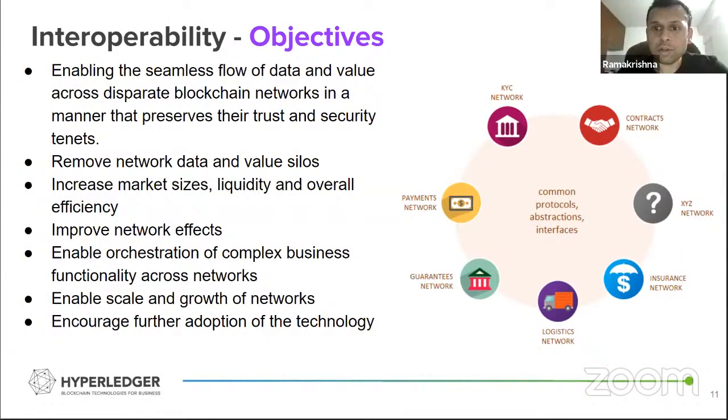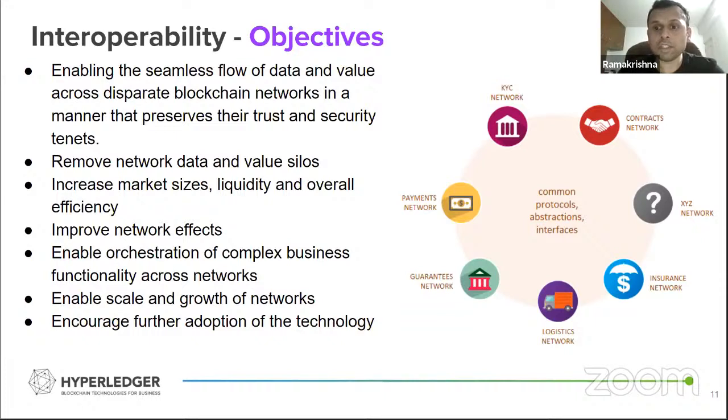The key is they all solve a very restricted portion of whatever business workflow needs to be run in a particular enterprise sector. Like, a network could be devoted to maintaining know your customer records. A network could be devoted to processing payments. Another could be managing a trade logistics workflow, from tracking the export of goods from one country to another. Another network could be managing insurance contracts, or others that are not mentioned here, like financing and so on.